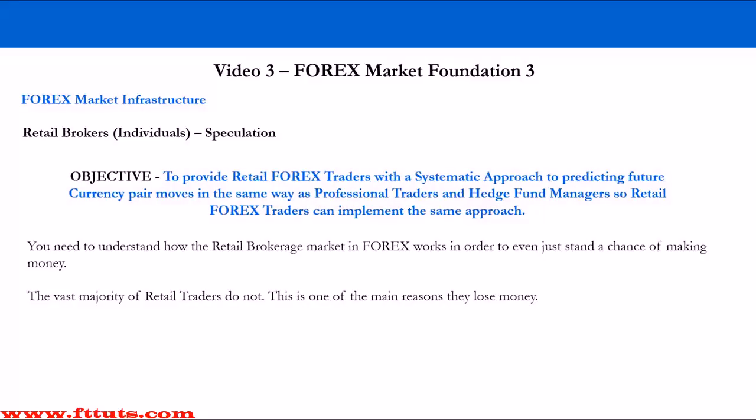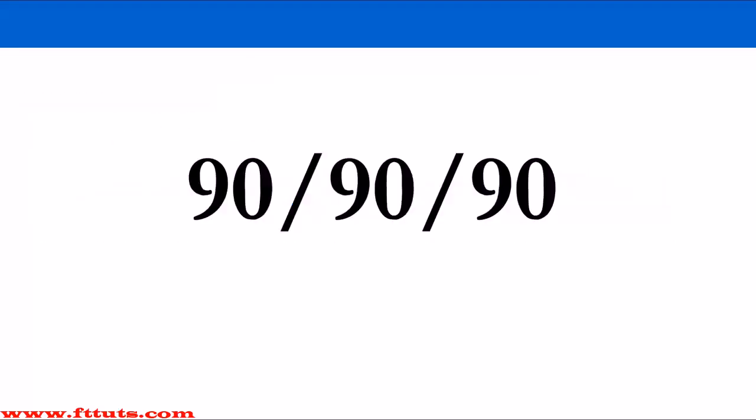Okay, so let's have a look at the retail broker infrastructure and understand how all this works. The first thing we have to understand and we have to identify really is the problem. Well, the problem is that based on all statistics out there, this is a very, very well-known and well talked about stat. This is called the 90-90-90 phenomenon, which is so prevalent in the retail brokerage industry. And this stands for 90% of retail traders lose 90% of their money within 90 days. And that's across all asset classes. But in Forex, it's actually even a little bit higher.